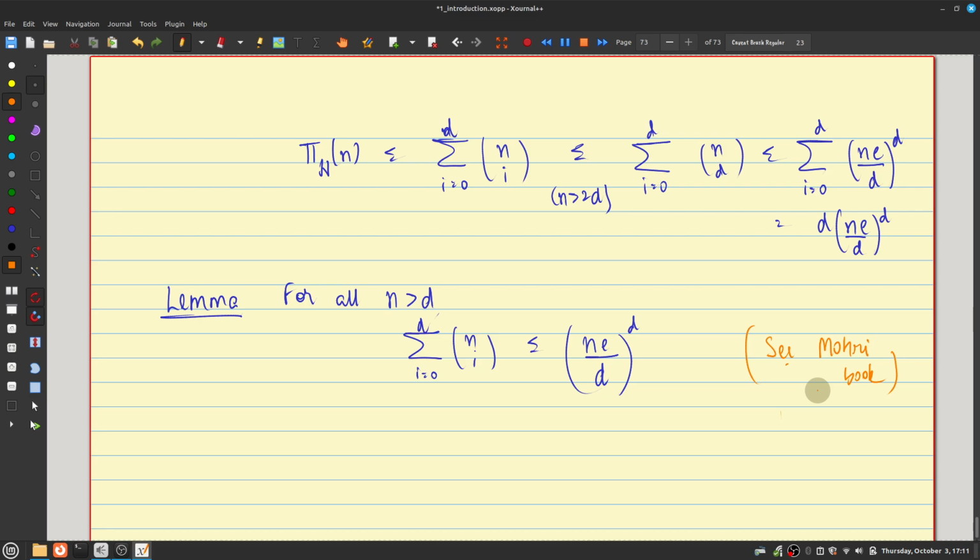You can't ignore it, but now I get an explicit bound in terms of d over here. It's a simpler expression in terms of d. Basically, this is a very loose upper bound. This is a tighter upper bound on the sum of these binomial coefficients.